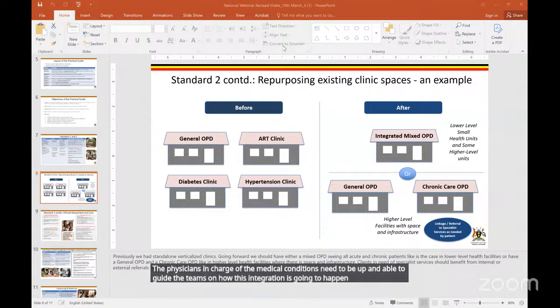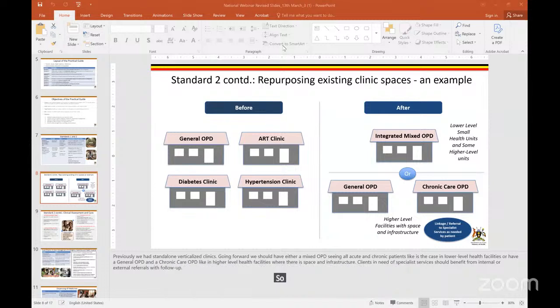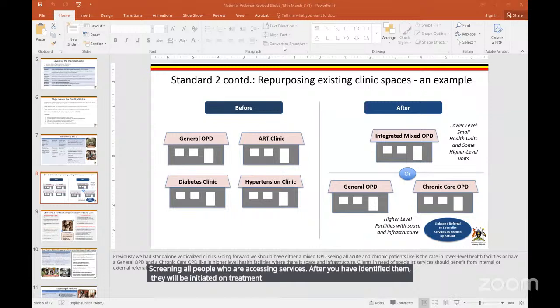The TB issues, we are not dropping any form of IPC down as we promote integration. So the triage is going to continue. TB patients can only be identified if we are screening all people who are accessing services. After you have identified them, they will be initiated on treatment. And after they have been initiated on treatment, they are no longer a very big threat.